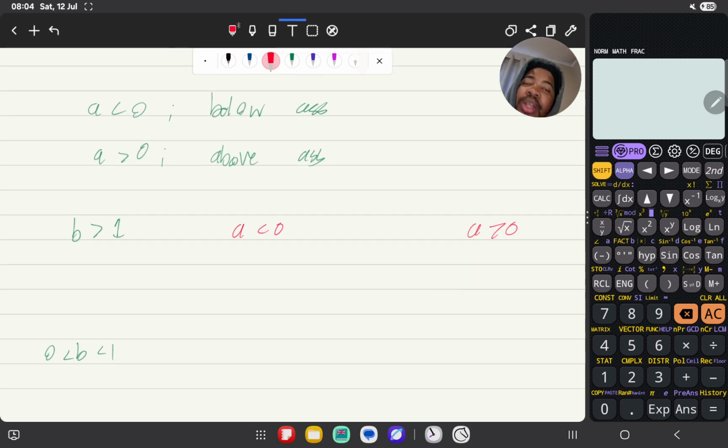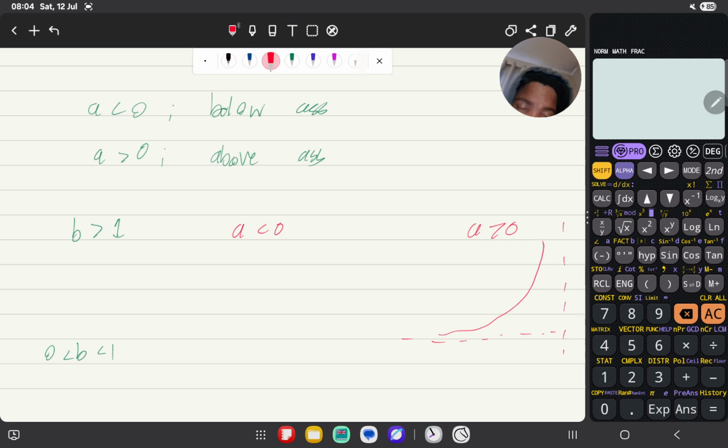So of course, like we have discussed, if a is smaller than 0, our graph is going to be below the asymptote, and if it is greater, it's going to be above the asymptote. So for b greater than 1 and a greater than 0, your graph is going to be something like this. Say perhaps this is the asymptote, right? This is what your graph is going to look like.